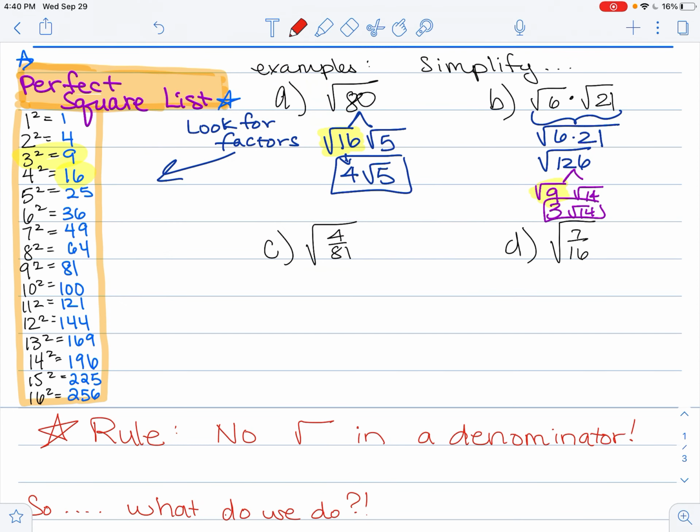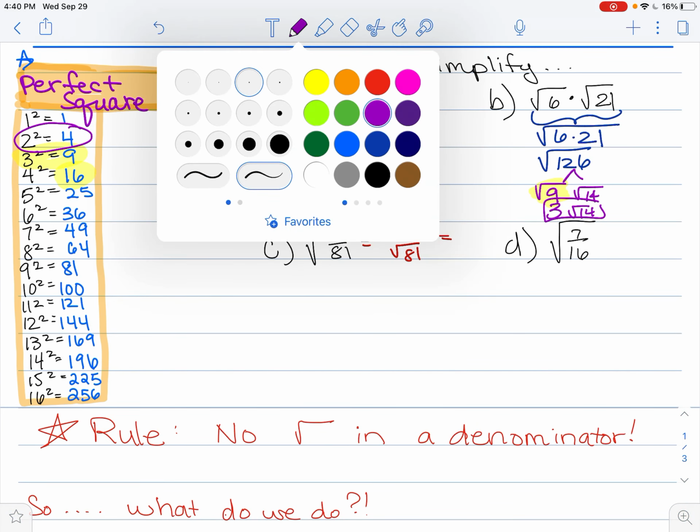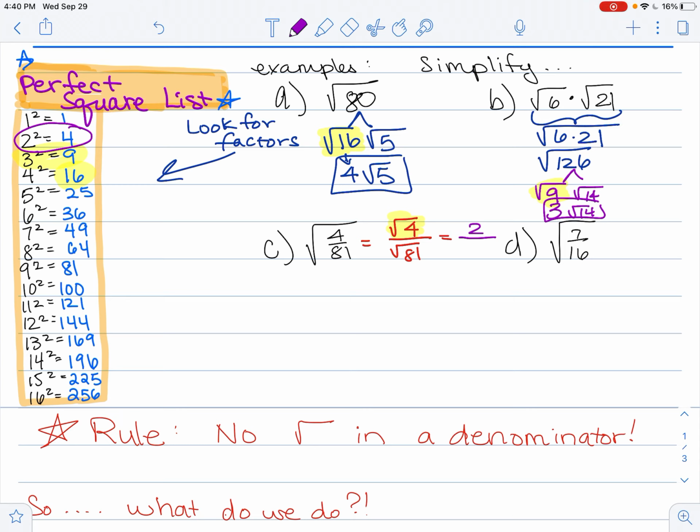All right, let's go to the next one. I know that the root of 4 over 81 can be rewritten as the root of 4 divided by the root of 81. The root of 4, right here on the perfect squares list, is just 2. And the root of 81 is just 9. So we can simplify it like that.